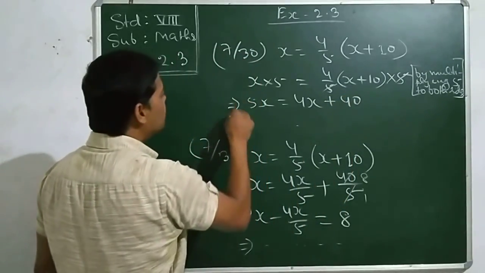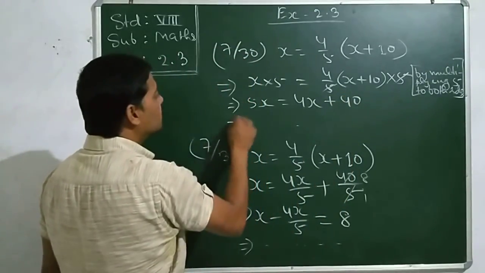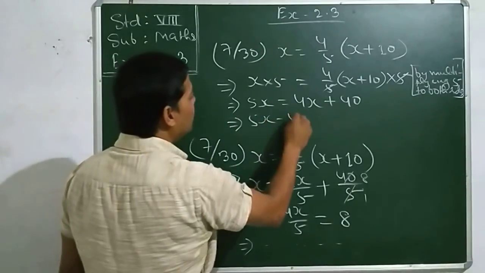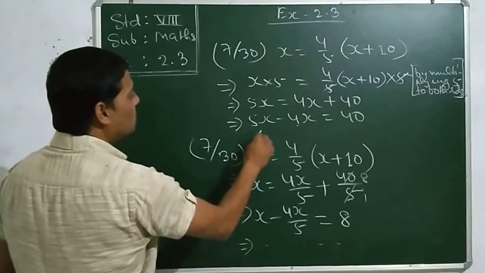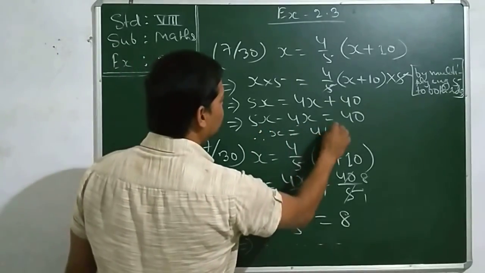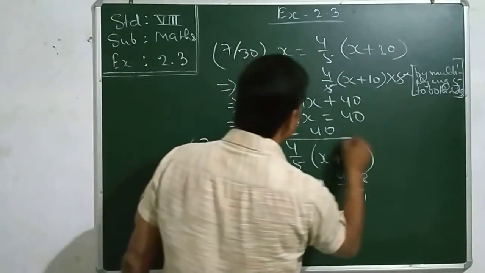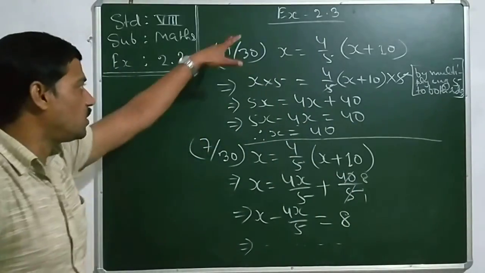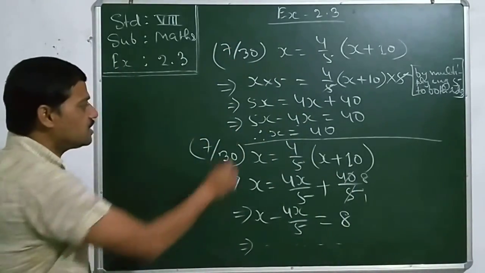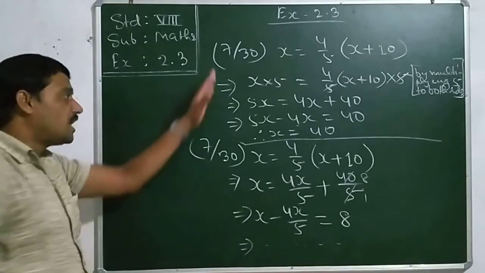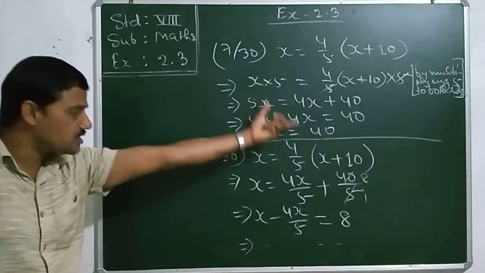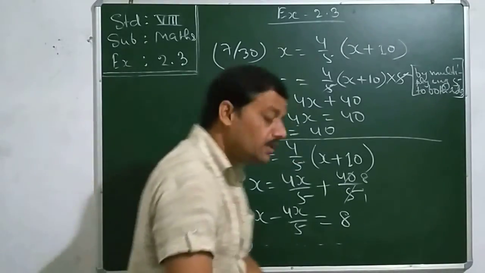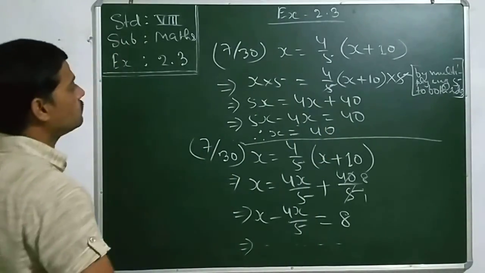That means in the next step we will get 5x minus 4x equal to 40. Therefore x equals 40. This was the alternate method for the 7 number sum. Both the methods are to find the value of x for the 7 number sum only. Now come to the 8 number.